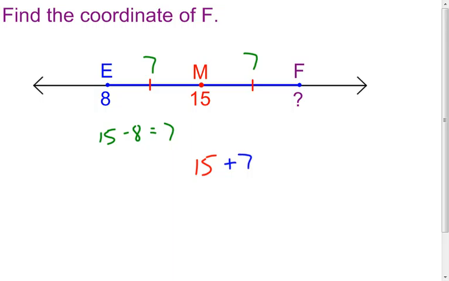So if I add on 7, actually I like to keep this color coordinated sometimes, add on that 7, I'm going to end up at 22. So the coordinate at F must be 22.